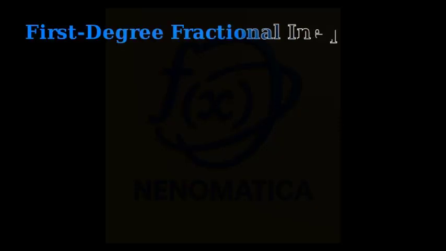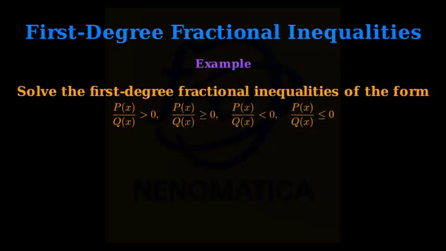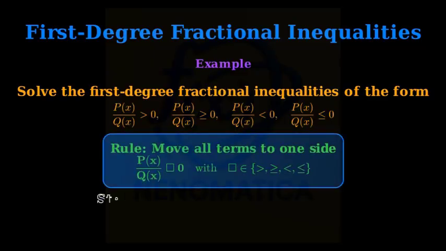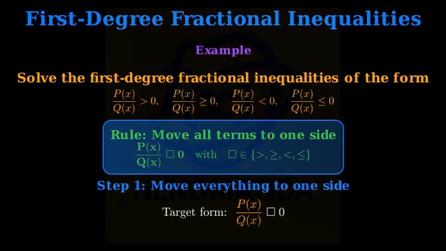In this lesson, we will learn a clean and reliable method to solve first-degree rational inequalities, and then apply it to a worked example. Here is our required display. The word example appears, followed by the general problem statement in bold orange. Step 1. Move all algebraic expressions to one side, so the inequality has 0 on the other side. We target a single rational expression.